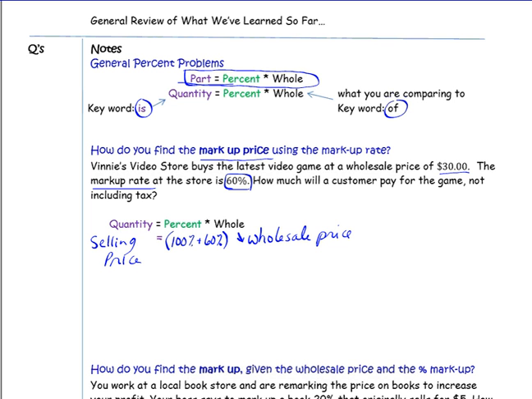So our selling price is what we're looking for. The percent will be 160%, and the wholesale price was $30. That's how much the company paid for it. Now they want to mark it up and sell it for a profit. So we're going to convert 160 to a decimal by dividing by 100. So that's going to move your decimal 2 places. So we have 1.6 times 30. Go ahead and calculate that answer to get the selling price. And you should have 48. What that means is that a customer will pay $48 for that game.